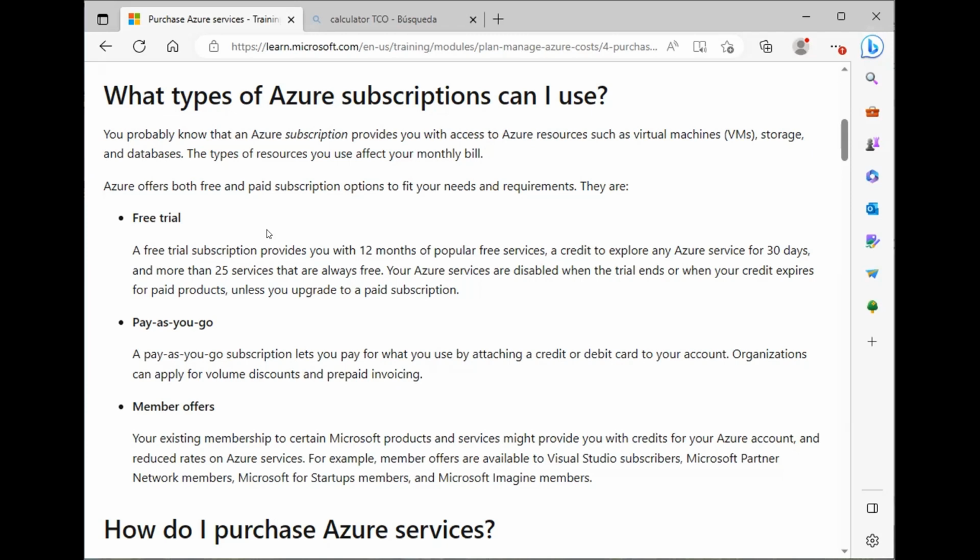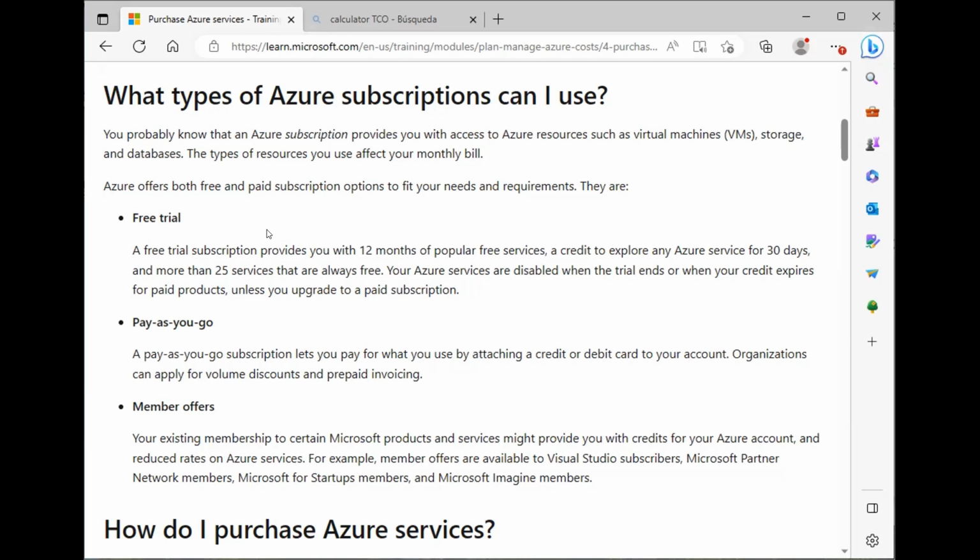In pay-as-you-go, a pay-as-you-go subscription lets you pay for what you use by attaching a credit or debit card to your account. Organizations can apply for volume discounts and prepaid invoicing.